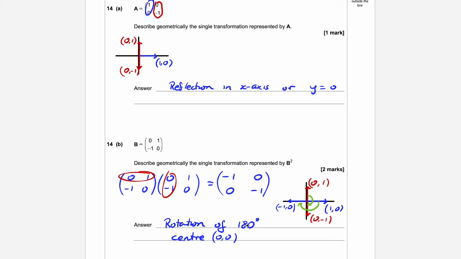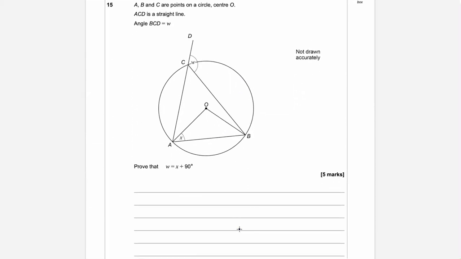Okay, that's 14. 15. A, B, C are points on a circle. A, C, D is a straight line. Angle BCD is equal to W. Prove that W equals X plus 90. So we want W equal to X plus 90.